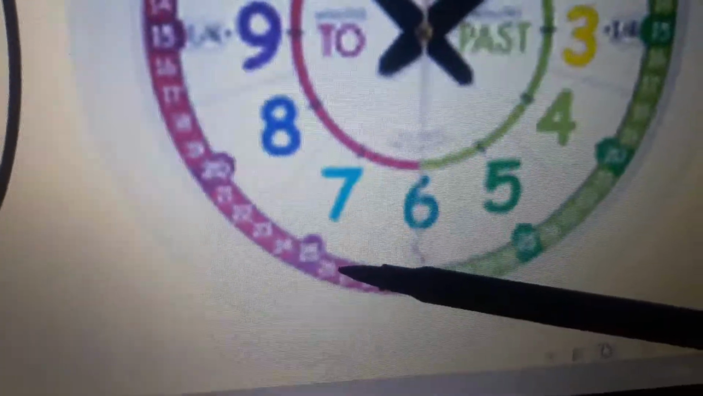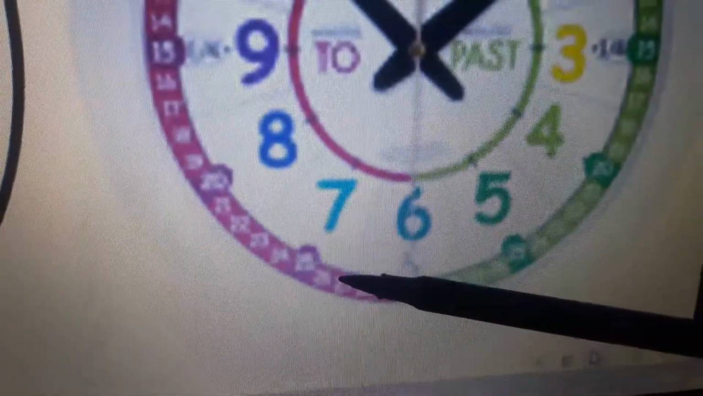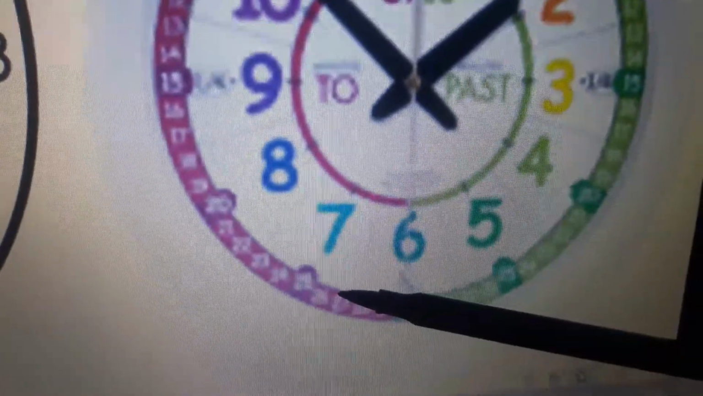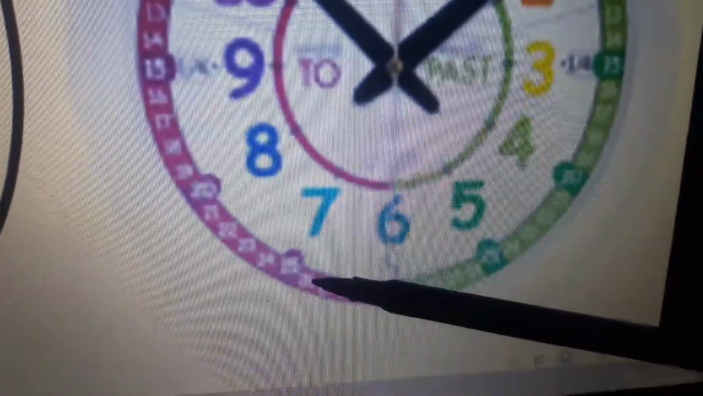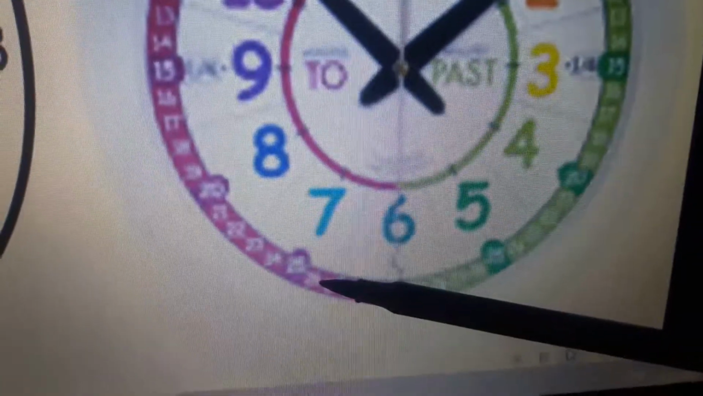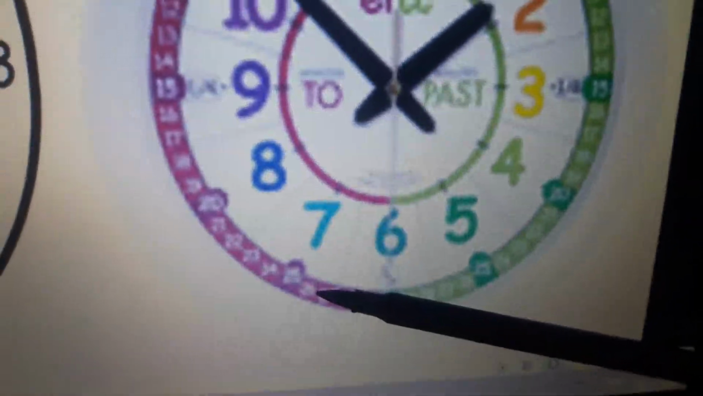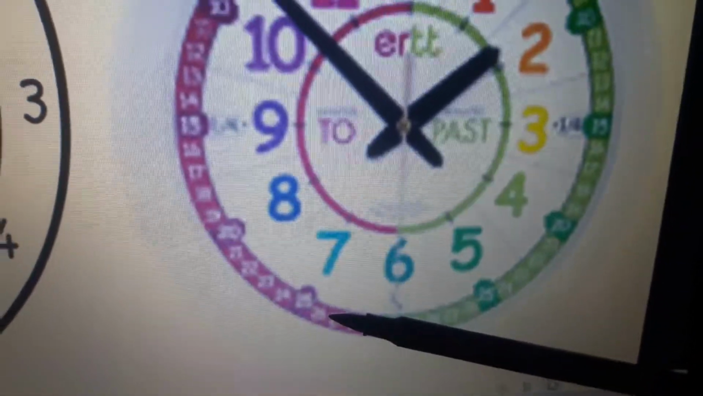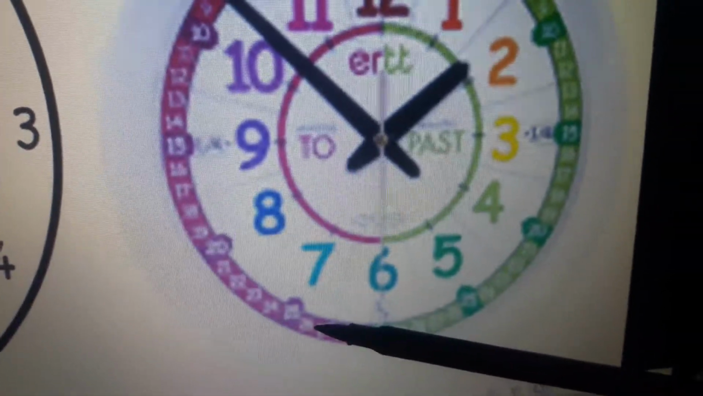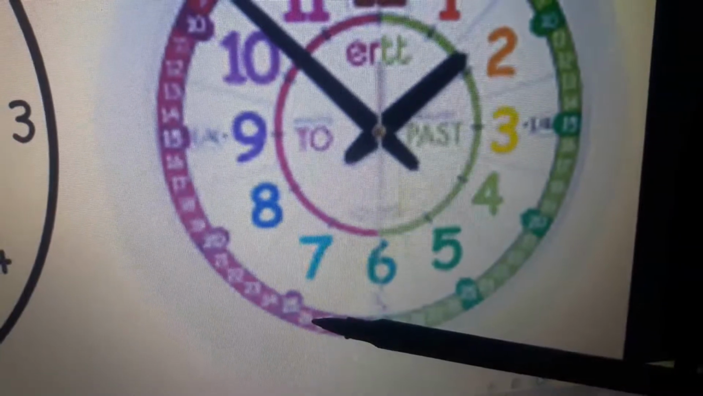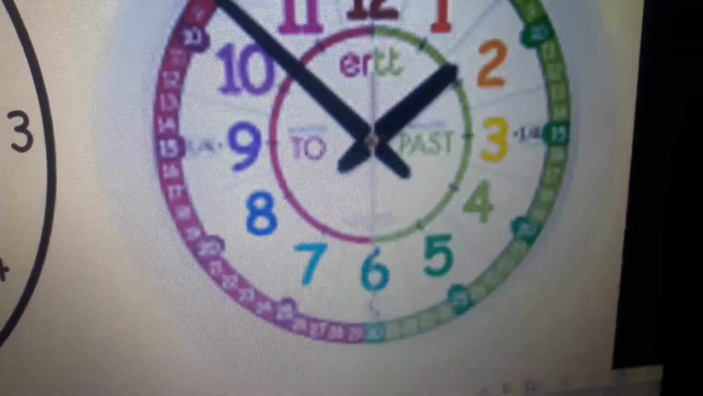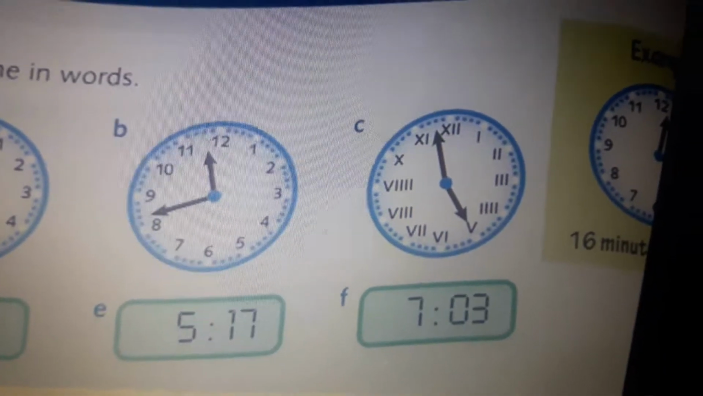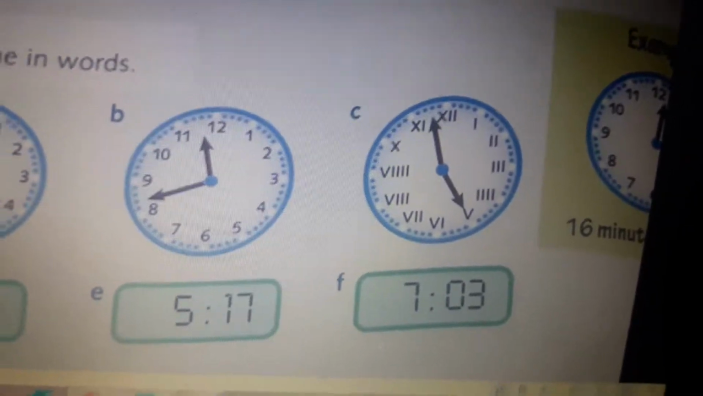26 minutes to what? We are at 3 and 34. So it will be 26 minutes to, and we add 1 to the hour. It will be 4. 26 to 4. The next one is 5:17. Okay, let's move to the two clocks.